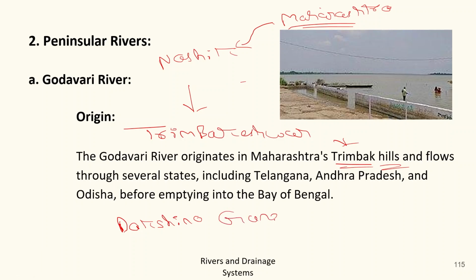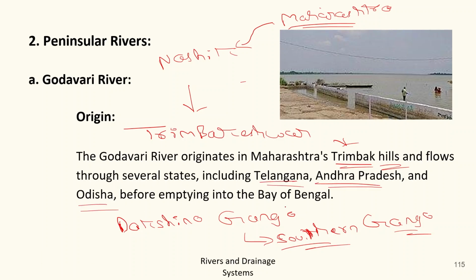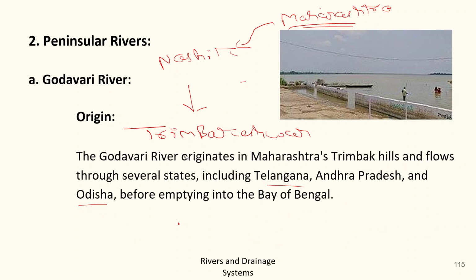Dakshin Ganga, or in English, Southern Ganga. Got it? It originates from the Trimbakam Hills of Nasik, Maharashtra, and is named Dakshin Ganga also because it is the longest river. Thereafter, it flows through states like Telangana, Andhra Pradesh, and Odisha, and merges into the Bay of Bengal. Got it?